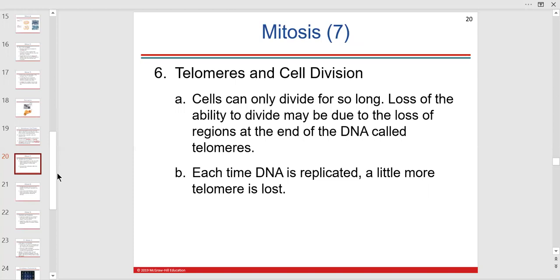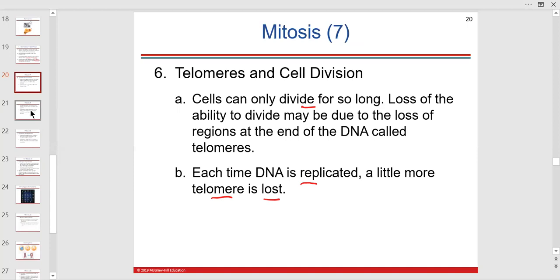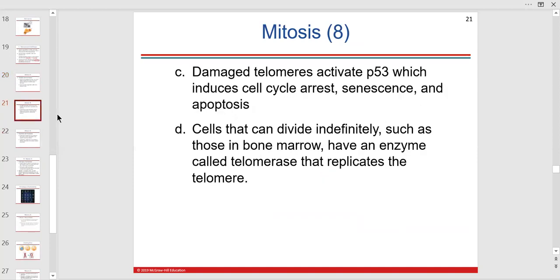And cells can only divide for so long. Kind of talked about this last time. And you start losing triplets of DNA each time it replicates. That sounds pretty scary, but it takes time. Don't worry yourself about it. Keep your epigenetics good. It's part of life. So activating the transcription factor induces cell arrest.